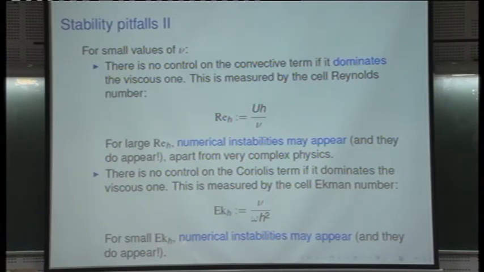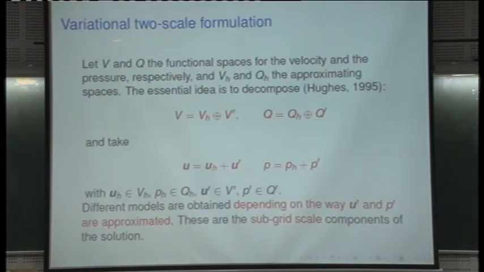When the Ekman number is very, very small, then you may have numerical instabilities, and they really appear. Okay. What is the variational multiscale? In fact, the two-scale formulation that we use to solve these problems is exactly what I have presented these days.